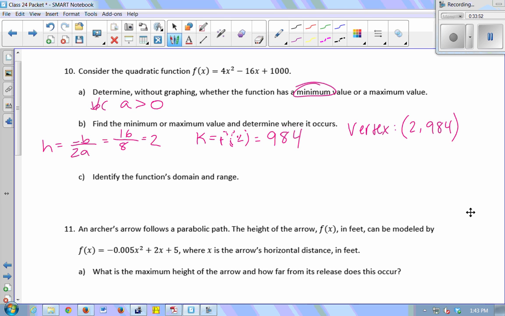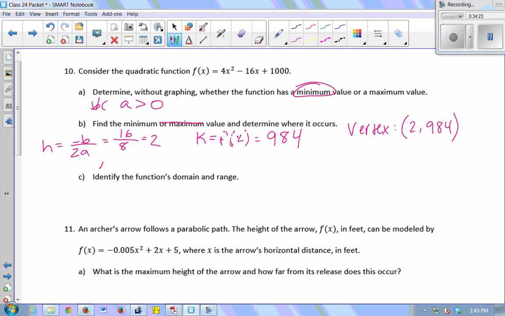What is the minimum value? Because we know it has a minimum. What is the minimum value of the function? The vertex is at 2, 984. But the minimum value of the function is only one of those two coordinates. 984. The value of the function is the y, and where it occurs is the x.